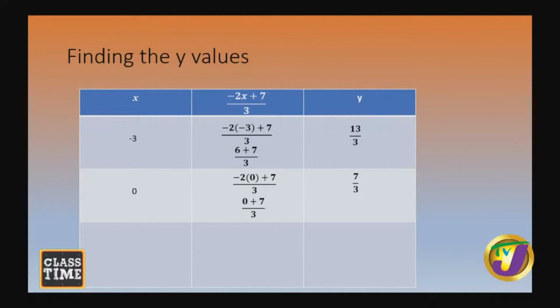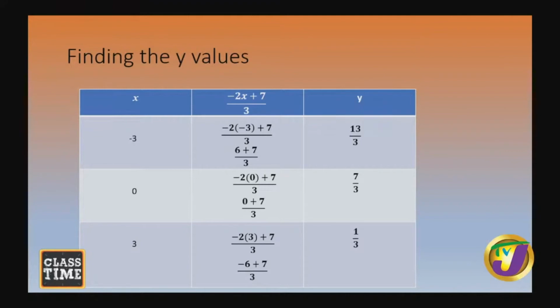If I substitute 3 for x in the equation, that would be -2 multiplied by 3 plus 7, all divided by 3. That is -6 plus 7, all divided by 3, which is 1/3.